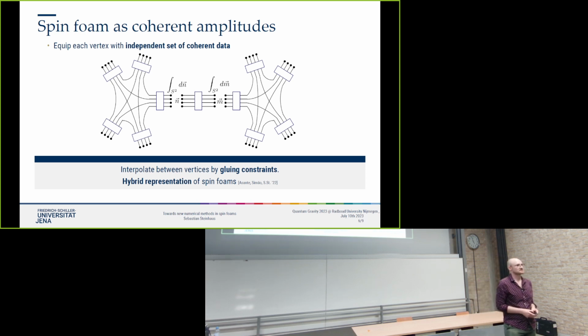Yeah, thanks, Sebastian, for this nice talk. You mentioned the sign problem when you discussed summing over intertwiners and the global phase. Can you elaborate on that? Where does the sign problem appear?